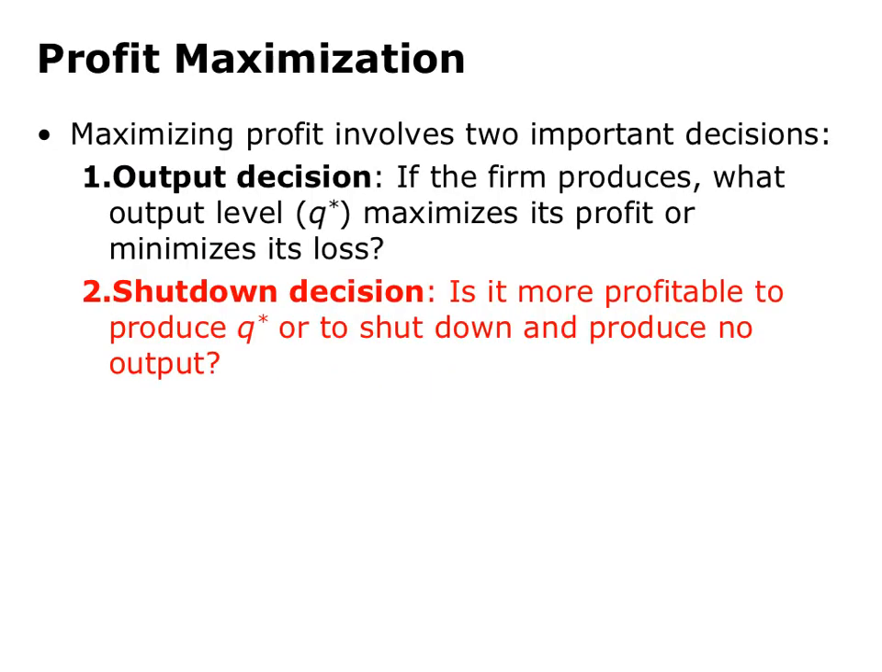In part 1, we looked at the output decision. We found that firms choose the output level by finding where marginal revenue equals marginal cost. Now we want to look at the shutdown decision. That is, given that the firm has identified the profit maximizing level of output, should the firm stay open and produce this output level, or would it be more profitable to shut down?